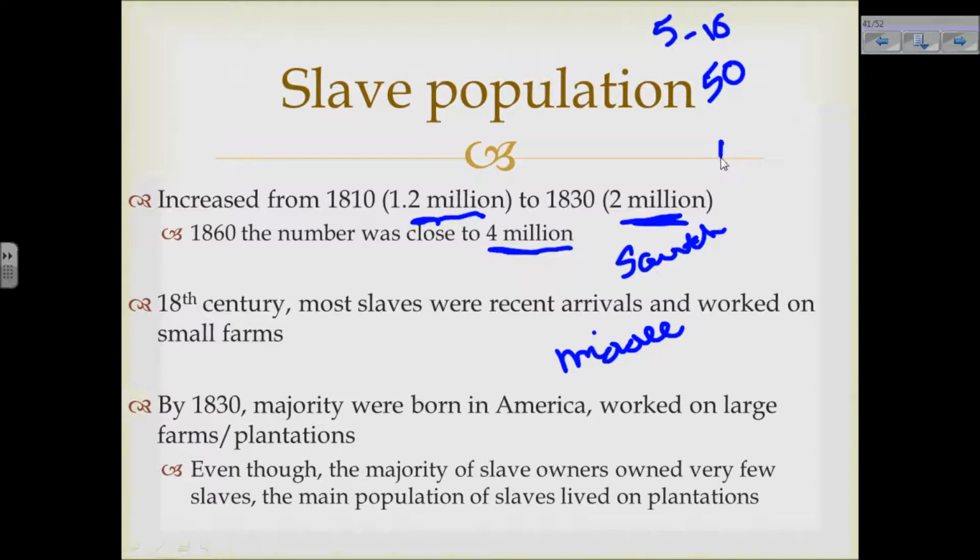However, let's say down here we've got 1 slave owner, and he owns 500 slaves. So you can see the 1 slave owner, the massive plantation, would own the majority of the slaves, even though the majority of slave owners, which would be 5 versus 1, only own 10 or 50 total.